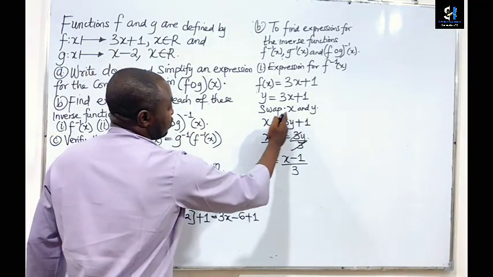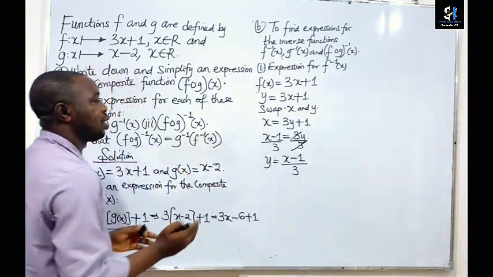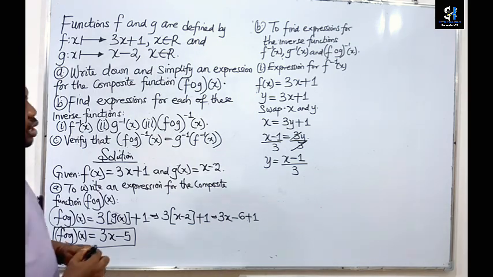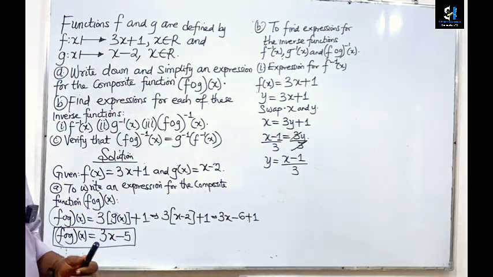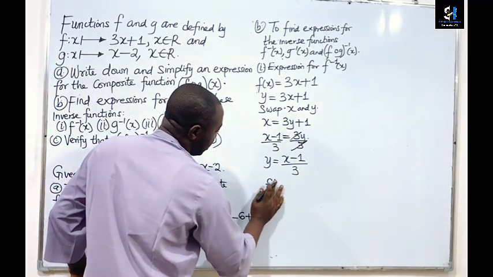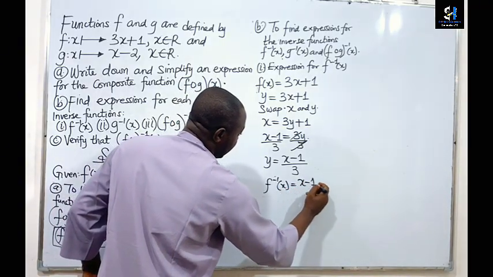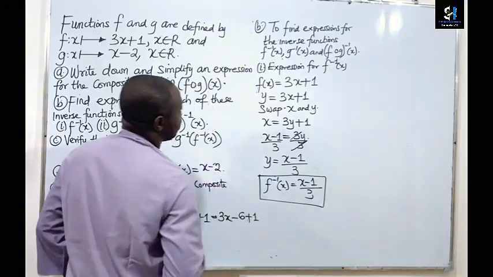Now, y is the inverse of function f of x. After both x and y are swapped, we can have that y will be equal to the inverse of function f of x. So in this case, the inverse of function f of x will be x minus 1 over 3.